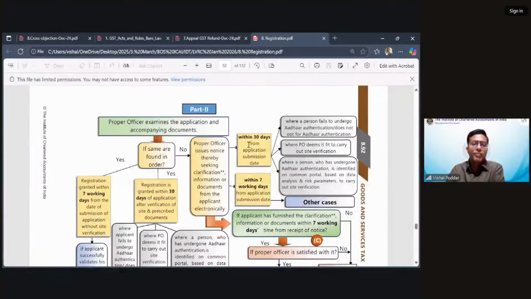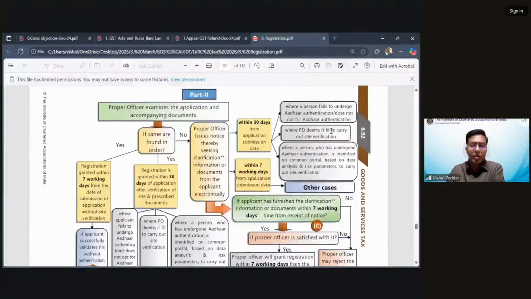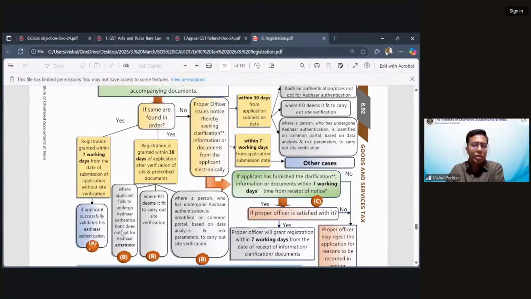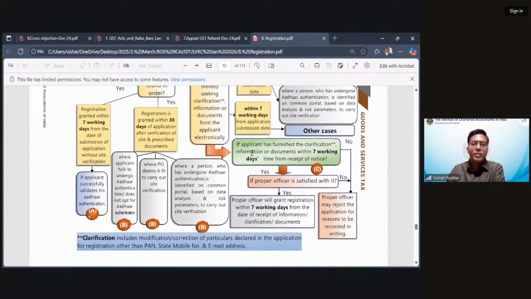So 30 days, the officer will be doing when a person fails to undergo Aadhaar authentication or does not opt for Aadhaar authentication, or the proper officer deems it fit to carry out site verification, or where the person who has undergone Aadhaar authentication but the risk parameter suggests that site verification should be carried out. So in short, here same 30 days were given to allow registration in all these three cases. Same three cases, 30 days is given, whereby the officer will issue the notice. Otherwise, he has to issue it within 7 days.